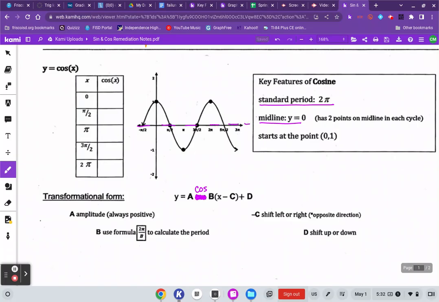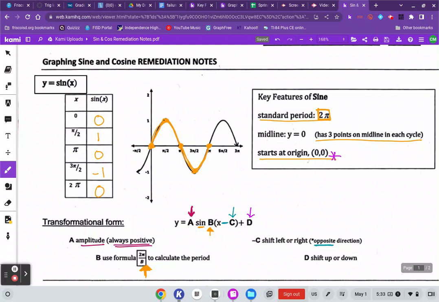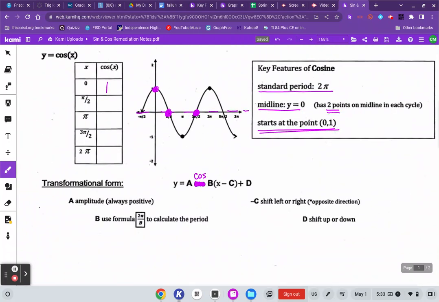This is my midline. But the difference is sine and cosine have a different starting point for their parent graph, and they have a different number of points on the midline in the parent graph. Cosine only has 2 points on the midline in its parent graph. And to fill in the table, cosine starts at 0, 1. This starting point is 0, 1. So that's important to note because sine starts at the origin and cosine does not start at the origin. Cosine starts up here at the point 0, 1.